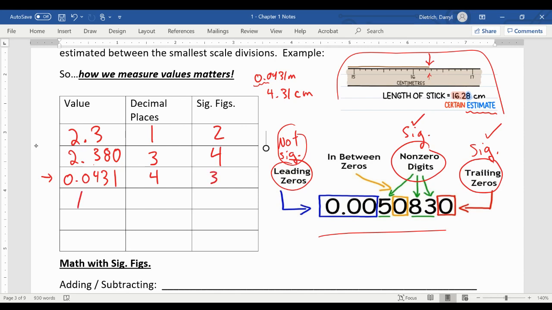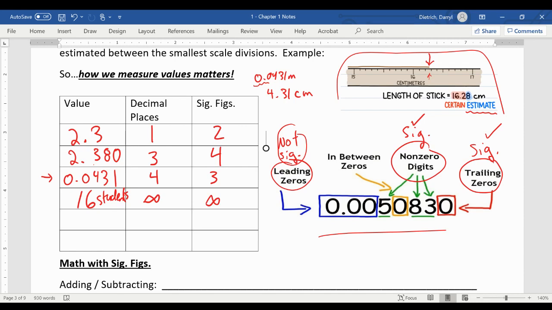Okay, there are some other special examples, like if we were to do a count of people. Any kind of count, we call that just an infinite number of decimal places and an infinite number of sig figs, because we can say with certainty, if we're counting people, that there are 16.000000 forever decimal places, and therefore also sig figs.